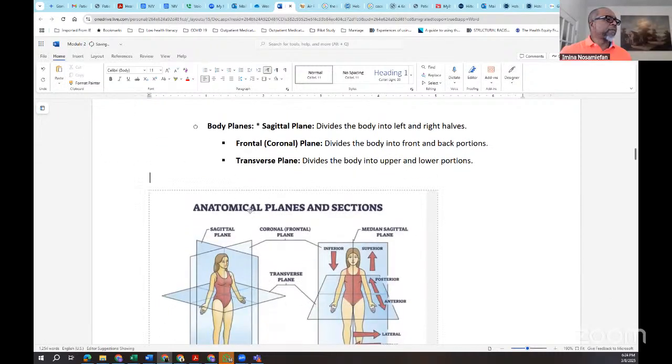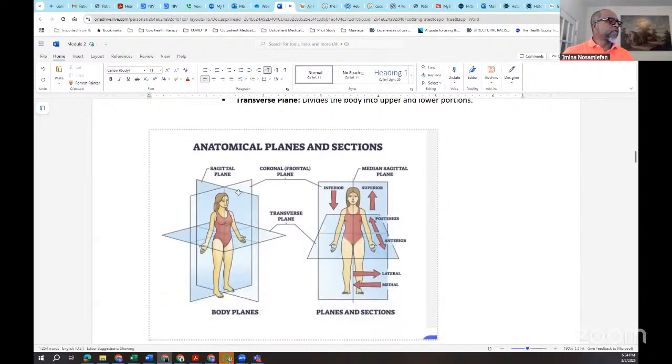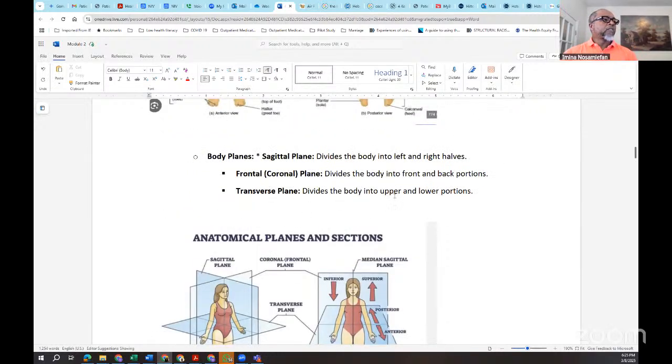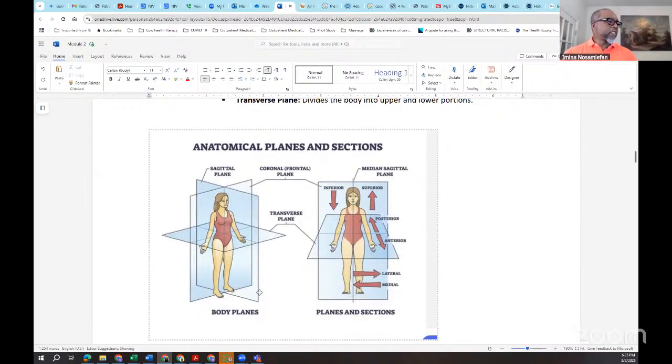Okay, so body planes. Sagittal plane divides the body into right and left halves. So this is the sagittal plane, right through the middle. Transverse plane divides the body into upper and lower portions. So this is the transverse plane.